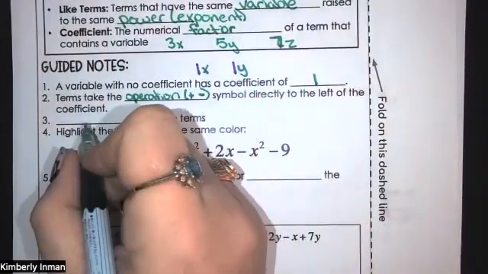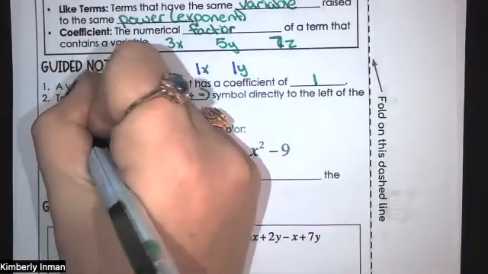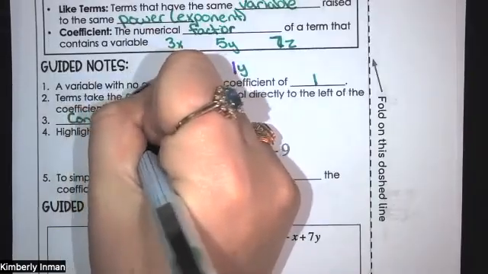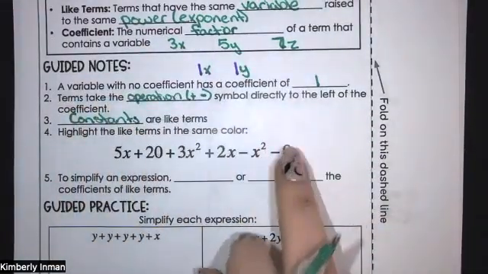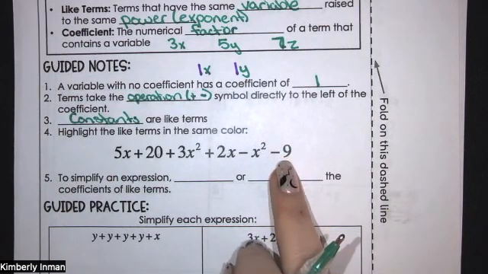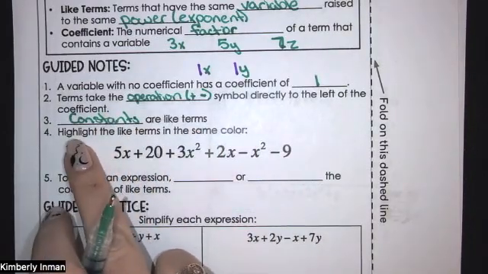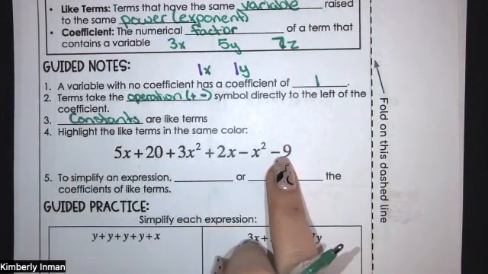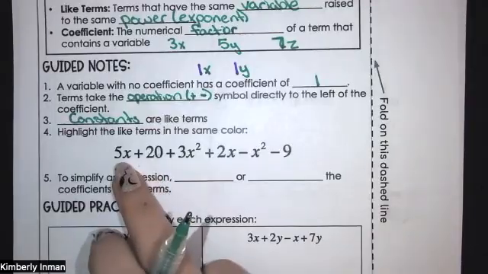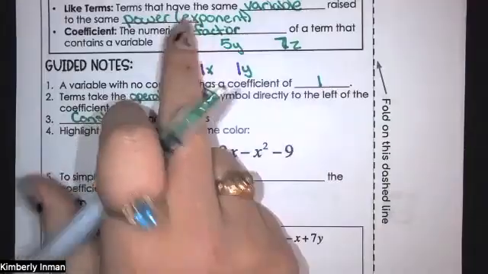And another type of term that you have is constants. Those are values that don't have a letter at all. They don't have a variable. They are just a term with just the constant number. So when you have something like this, you need to group your like terms together. Like terms are the ones that have the same variable and the same exponent.